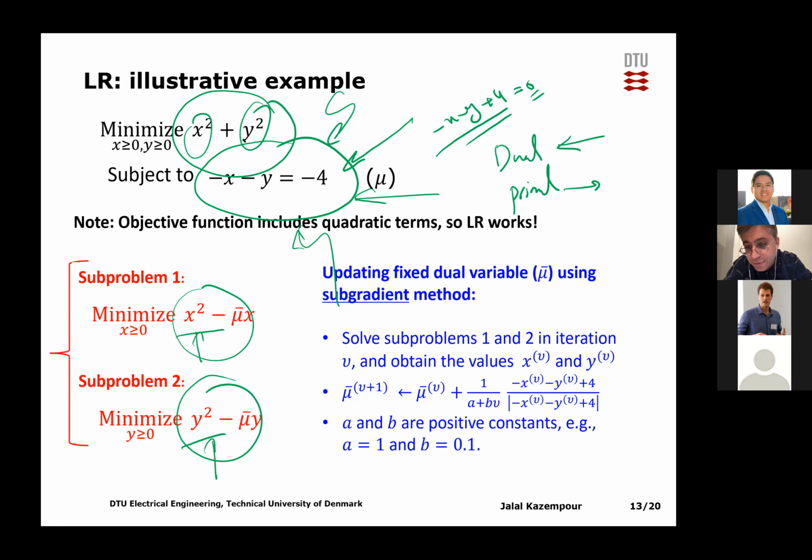Yannick says, but X equal to, okay. Hosna says, but all the subproblems are minimizing their objective as well, so the feasible can be optimal. Hosna, maybe you can unmute and elaborate what you're saying.